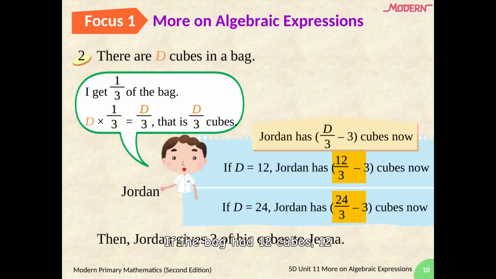If the bag had 12 cubes, 12 divided by 3 is 4. Minus 3, Jordan only has 1 cube left. Oops. If d is 24, 24 over 3 is 8. Minus 3, he has 5. Still a small tower, but better.